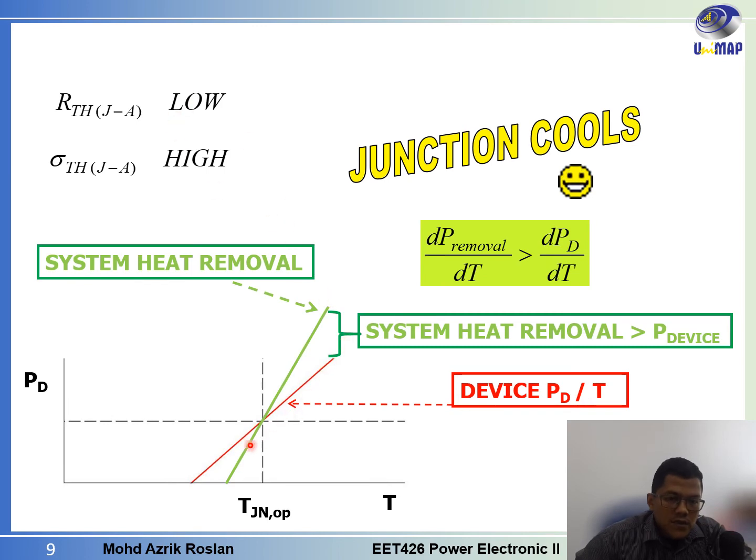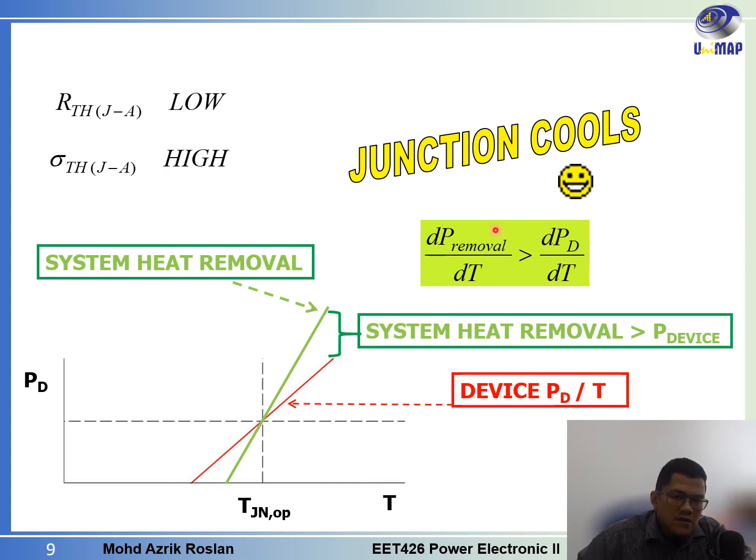Okay, in this case we have two lines as well. The first one is the device PD over T, and the next one is the system heat removal graph, or dP removal over dT. If the dP removal over dT slope is higher compared to the device PD over dT, it means the rate at which we eliminate heat is greater than the rate of the heat produced. So in this case the junction will cool down.